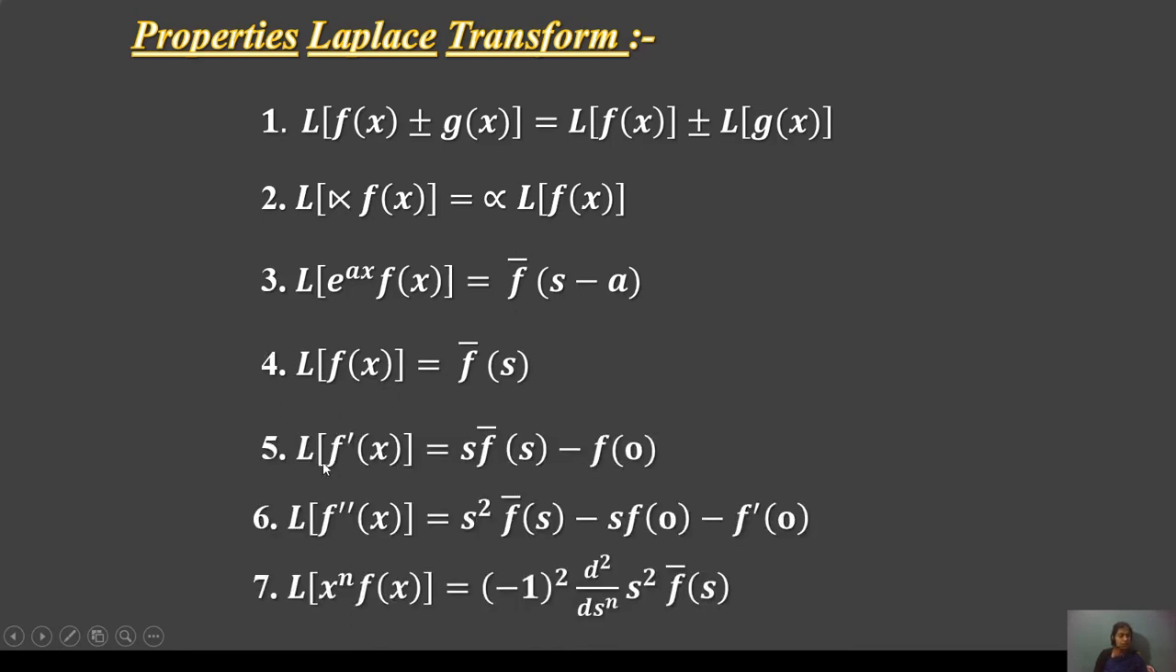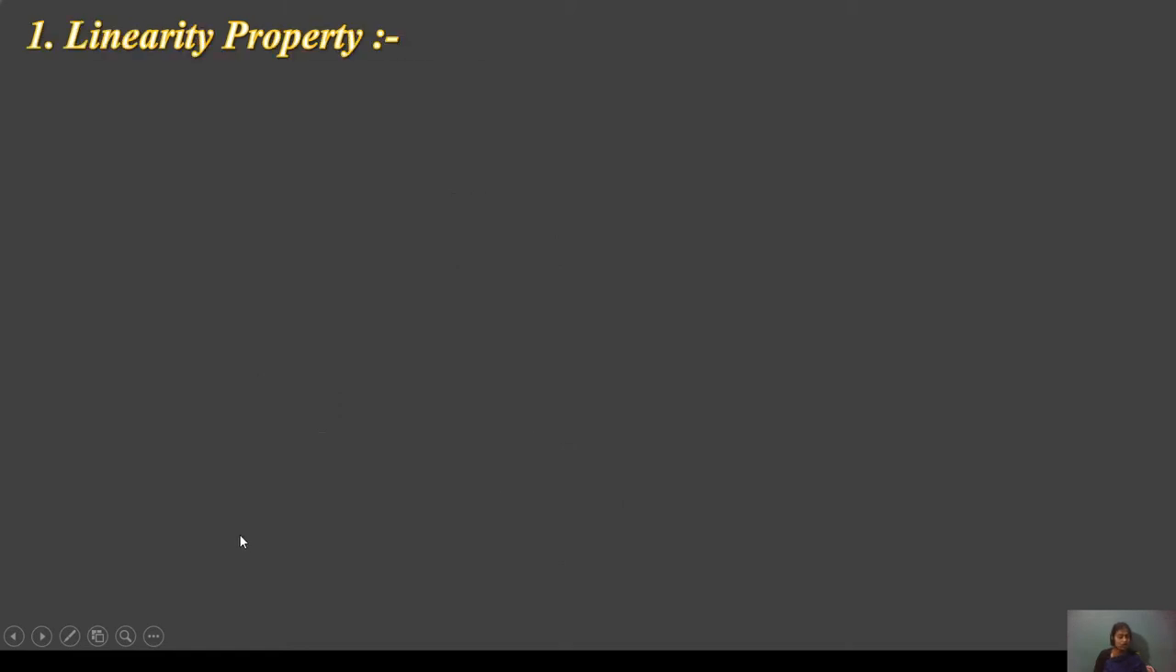Next property: L of f dash x equals s F of s minus f of 0. The next is f double dash x, which equals s square F of s minus s f of 0 minus f dash 0. Then the Laplace of x to the power n f of x equals minus 1 to the power n, d to the power n upon ds to the power n, of F of s.